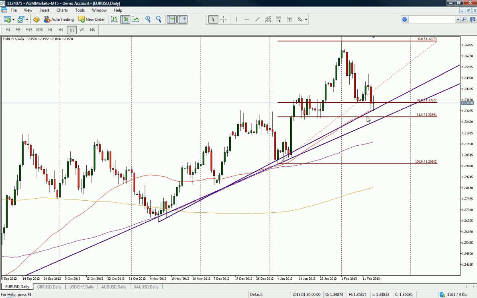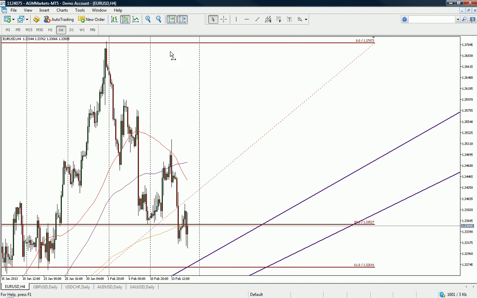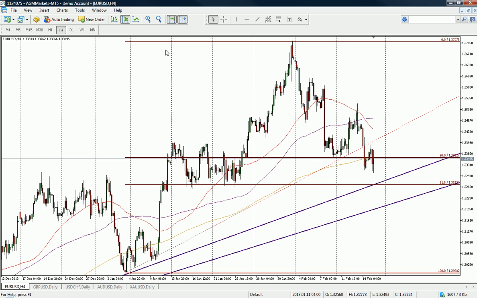Also, if we come a little bit further, we have a nice trend line support here, which is at around the 1.3270s level. That's the 61.8% retracement. Very interesting chart, Euro, especially on that daily chart, and even on the 4 hour. If you zoom it out, you can see it a little bit clearer there.